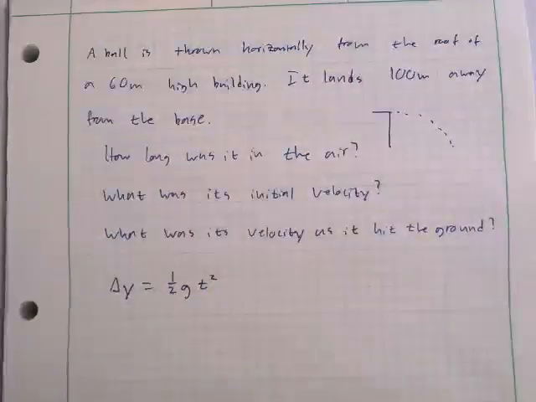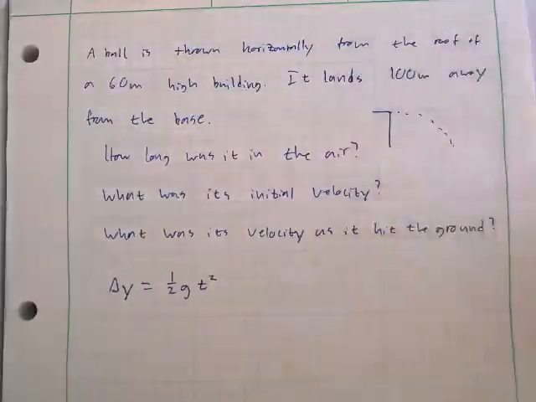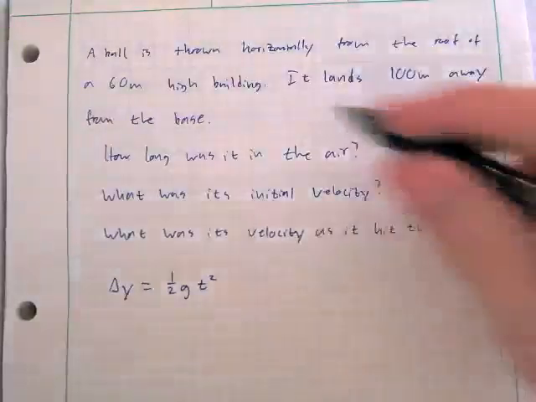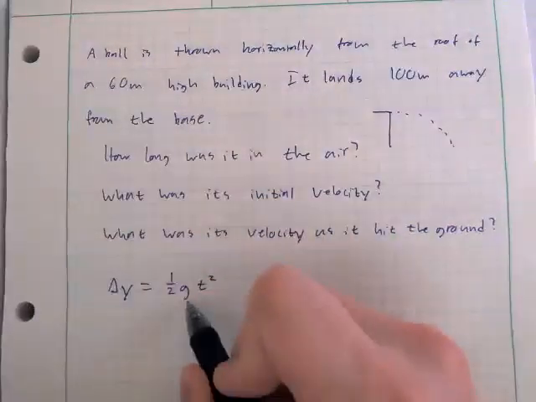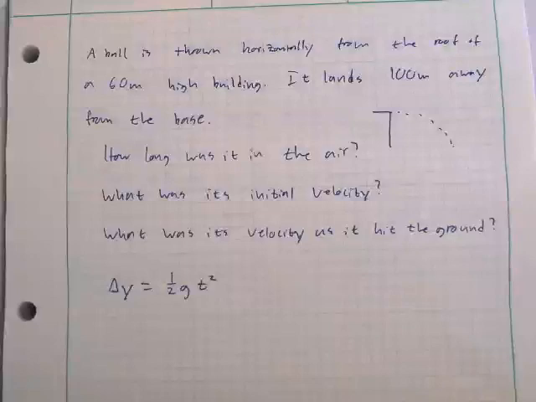In this case, I'm just going to put it down as positive, right? We're not having this ball go up and then down or anything like that. So I'm just going to put it down as positive. It's 60 meters high. So what is our delta y then? Our delta y is 60. Our acceleration is 9.8. And our time is what we're solving for, right?